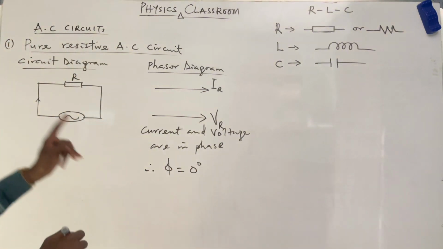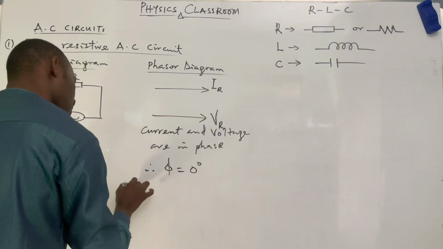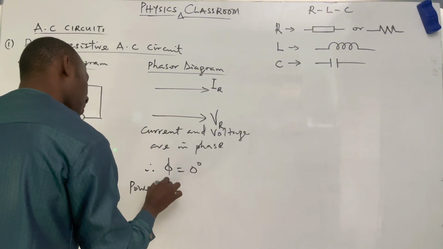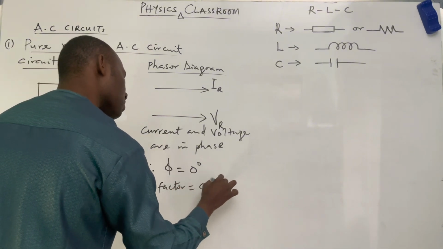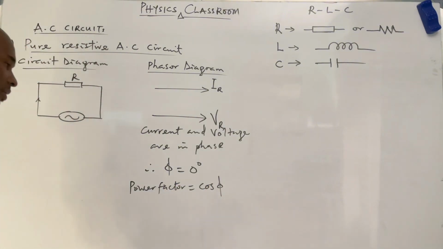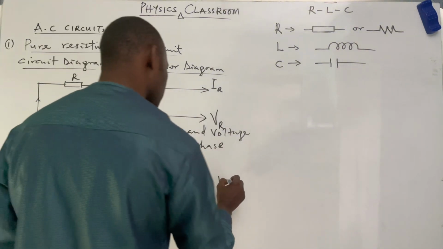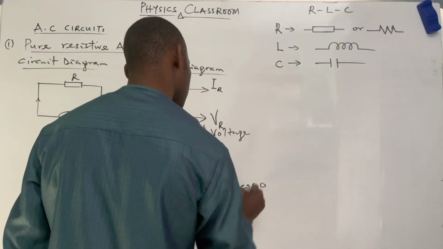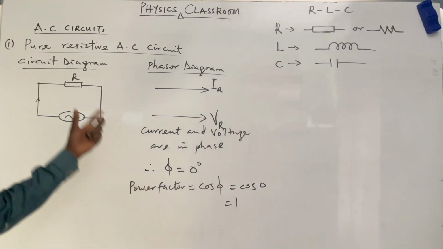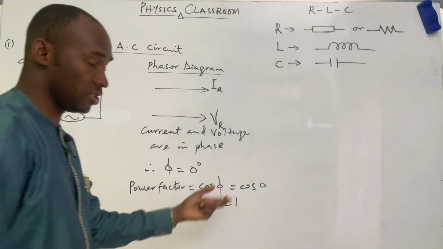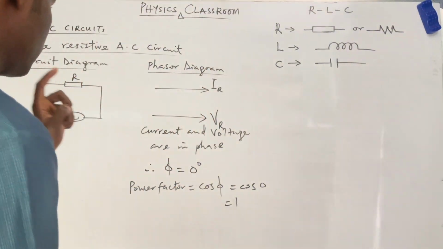There's another thing we call power factor. Power factor is expressed as cos of the phase angle. So cos 0 in this manner will be equal to 1. Hence, the power factor of a pure resistive AC circuit is 1. Let's take note of that.